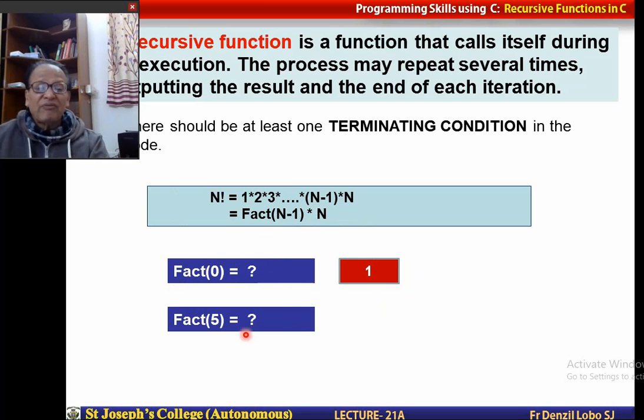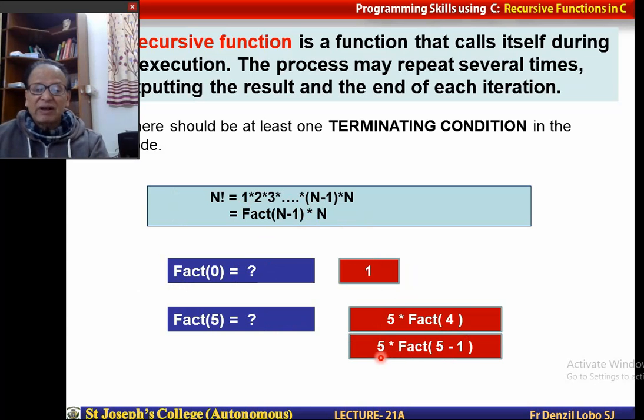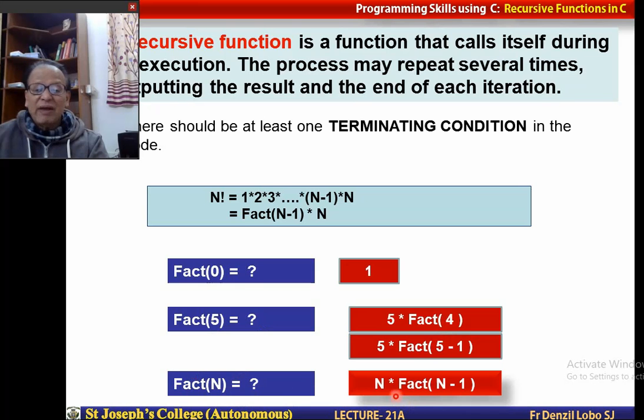What is factorial of 5? Factorial of 5 is equal to 5 into factorial of 4, where 4 is 5 minus 1. With this we get our general formula. Factorial of n is equal to n into factorial of n minus 1. And then factorial of n minus 1 is equal to n minus 1 into factorial of n minus 2. It goes on till we come to factorial of 0, when we return 1. So this becomes the general formula.